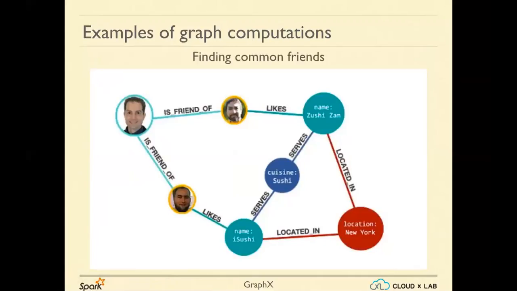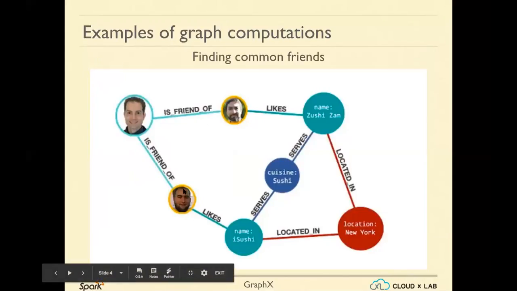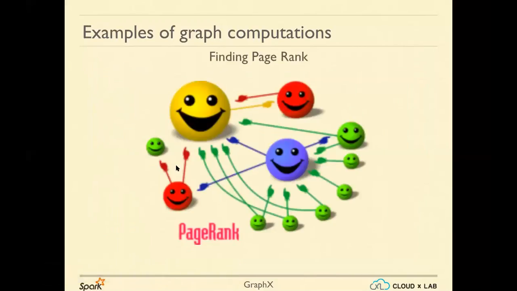So for example, we want to find the common friends. Let's imagine that there is a graph in which there are users connected to each other and we want to find out common friends. This is what we call common friends. Then finding PageRank. This is the algorithm that made Google Google. This is the algorithm that brought Google out of nowhere into the #1 company of the world. This simple algorithm called Google PageRank.